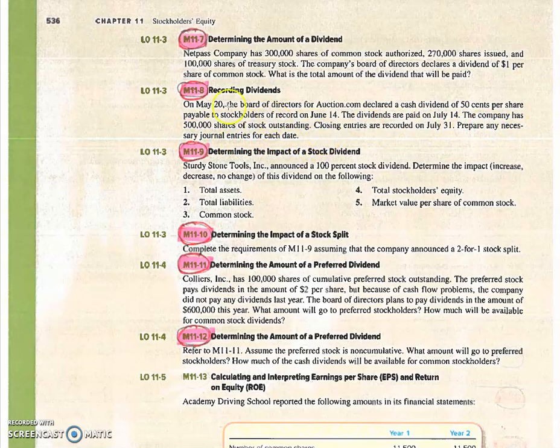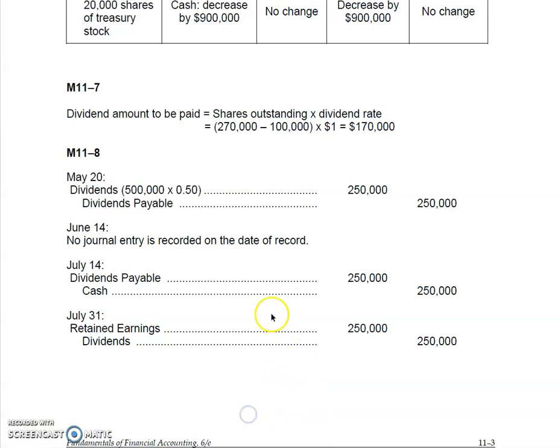So, first date, May 20th, the board of directors declared the dividend. On that date, we're going to record the dividend and the liability for the dividend. So 500,000 shares, 50 cents per share, that would be $250,000. So on May 20th, we're going to debit dividends, credit dividends payable, right here for the $250,000.